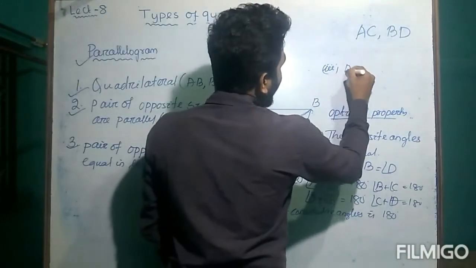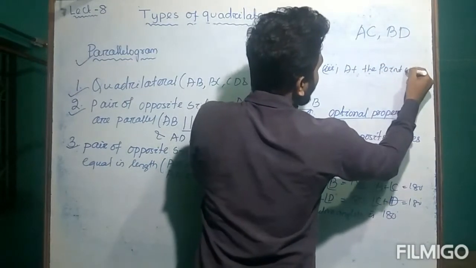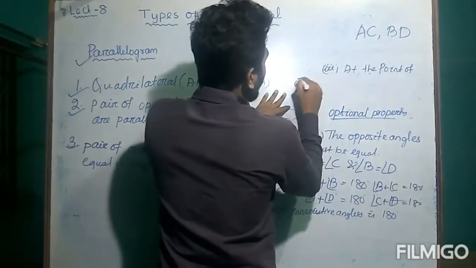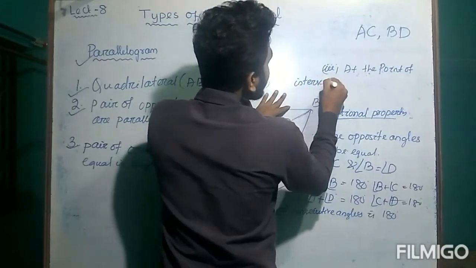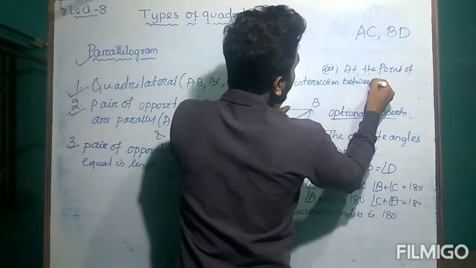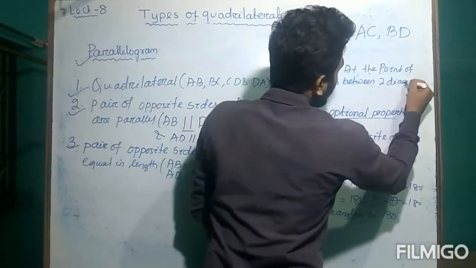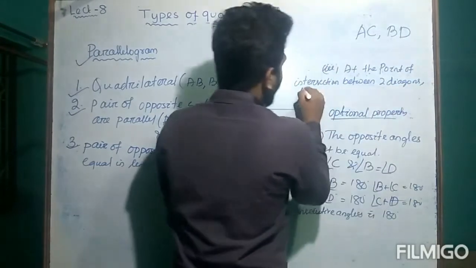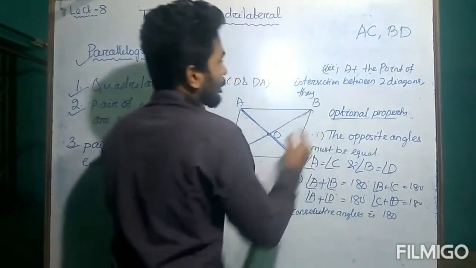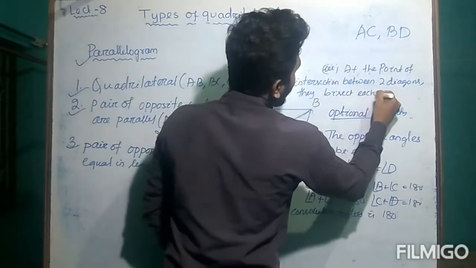So at the point of intersection between two diagonals, they bisect each other.